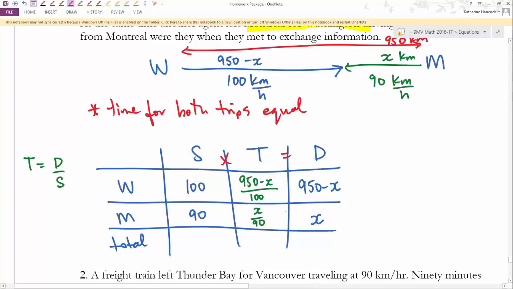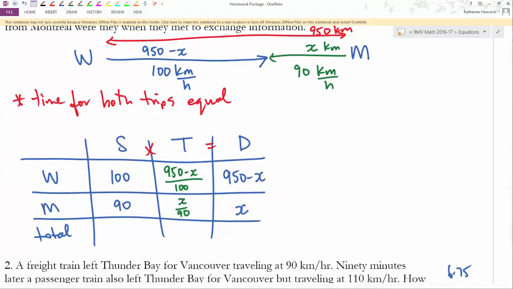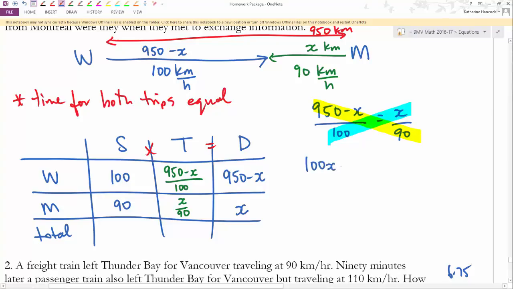Now we've got to make our equation. And remember I said the time for both trips are equal, so that means our equation is going to be the time that the Washington spy travels, 950 minus x over 100, has to equal the time the Montreal spy travels, x over 90. And going back to grade 7, we solved this by cross multiplying. So I'm going to have 100x equals 90 times 950 minus x.